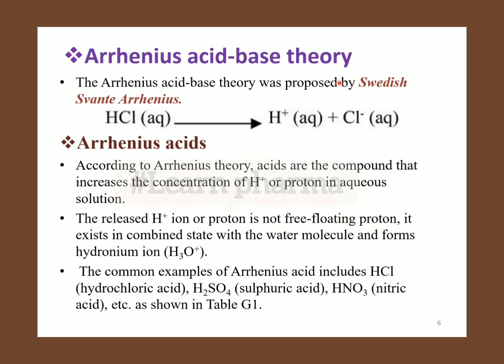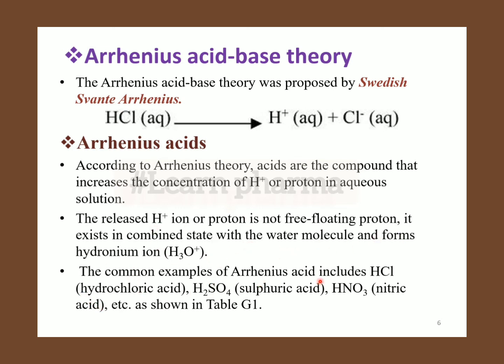The Arrhenius acid-base theory was proposed by the Swedish scientist Svante Arrhenius. The first modern approach to the acid-base concept was by Arrhenius. This theory is quite simple and useful. According to the Arrhenius theory, acids are compounds that increase the concentration of H+ ions or protons in aqueous solution. The released hydrogen ion or proton is not free-floating. It exists in a combined state with a water molecule and forms a hydronium ion.